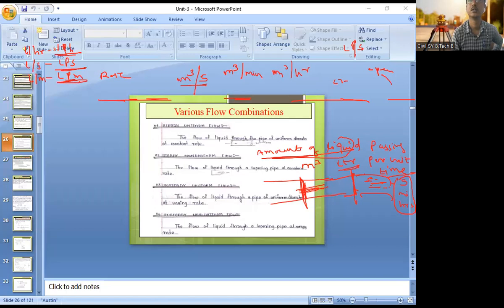Okay, and in the SI system of units, the unit is meter cube per second. That is nothing but the rate of flow. Here, the amount of liquid can be in terms of volume, and this amount can also be in terms of weight or mass.